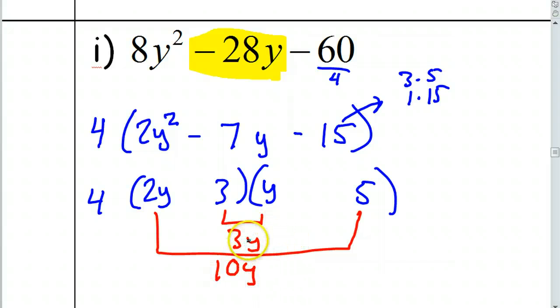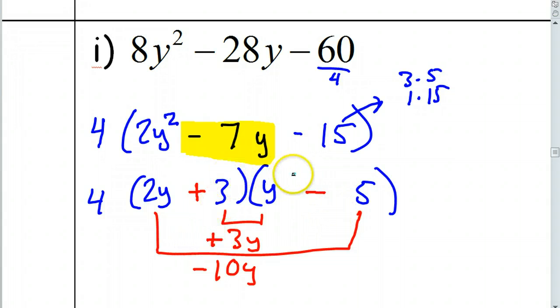Okay, is there a way that I can get a negative? I shouldn't have even highlighted the negative 28. I should have highlighted this negative 7y, because this is what we're factoring. Is there a way I can get negative 7y out of 3y and 10y if I pick the signs right? Well, sure. If I go with a negative 10 and a positive 3, that's going to give us negative 7. So there's my positive 3, and this will give me the negative 10.